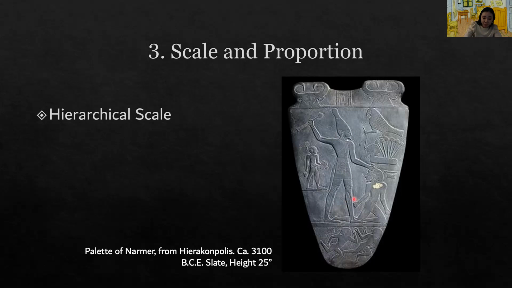So now let's focus on the size of the figure. Narmer is obviously larger than the other figures, right? Because Narmer is the important figure. So that is a hierarchical scale.